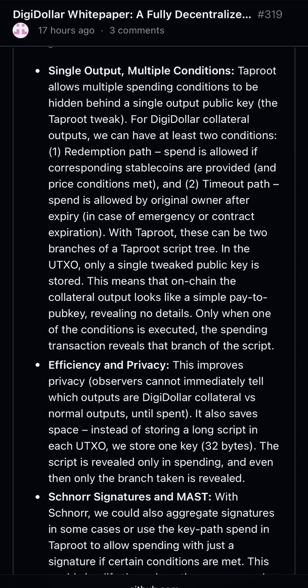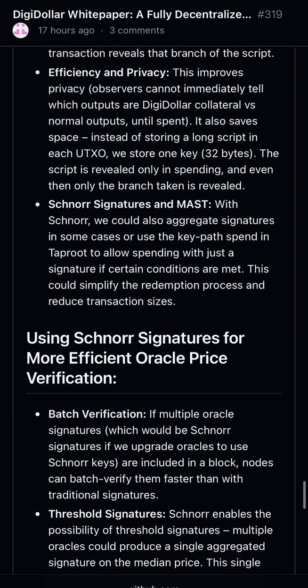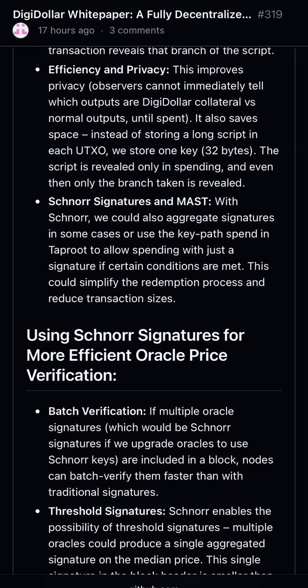Efficiency and privacy. This improves privacy. Observers cannot immediately tell which outputs are DigiDollar collateral versus normal outputs, until spent. It also saves space. Instead of storing a long script in each UTXO, we store one key, 32 bytes. The script is revealed only in spending, and even then only the branch taken is revealed.